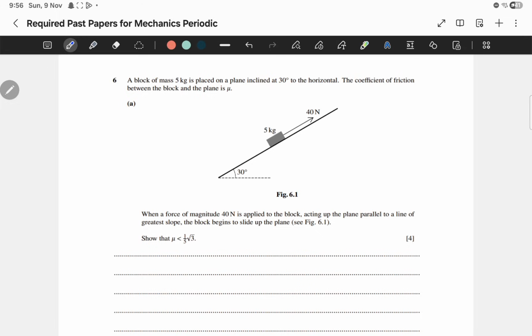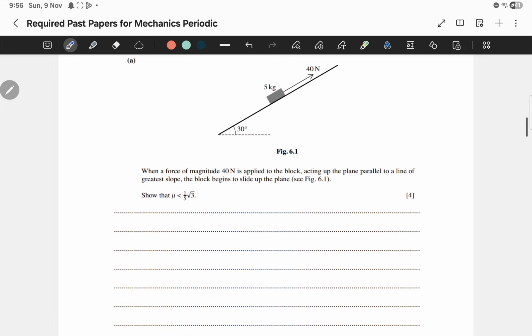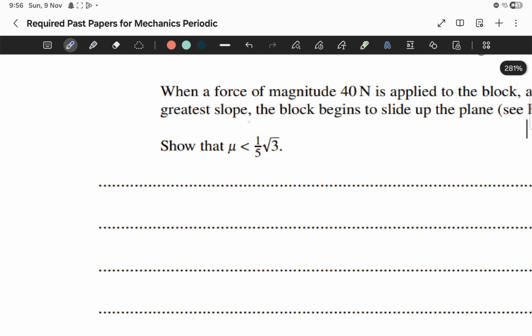Okay, now this is figure 6.1. When a force of 40 newtons is applied to the block, acting up the plane parallel to a line of greatest slope, the block begins to slide up the plane. See figure 6.1. Show that mu is less than 1 over 5 root 3. Now, it's very easy to show this. There's a reason it's only out of 4 marks.